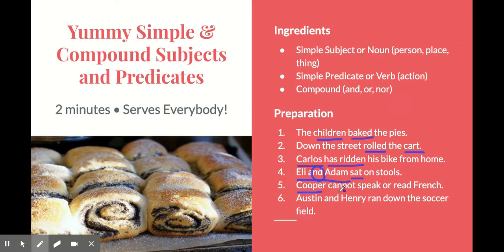He's a person. Cannot speak or read French. Speak or read is joined by the word or, making it a compound predicate. Austin and Henry, that's the compound subject. Ran is the predicate.